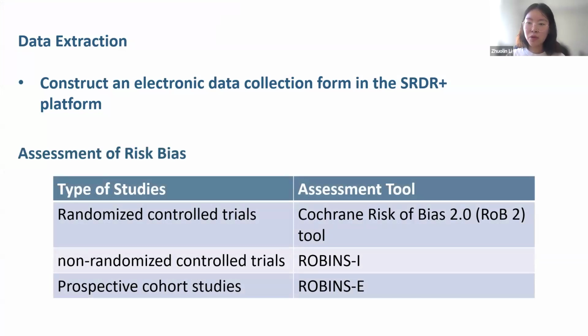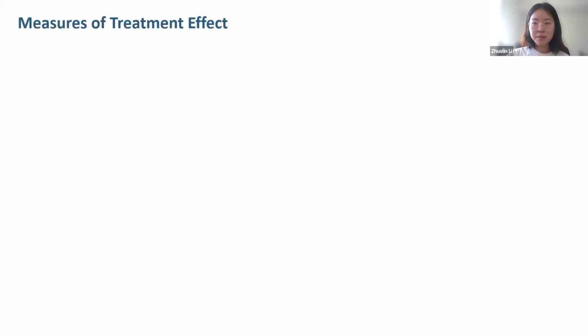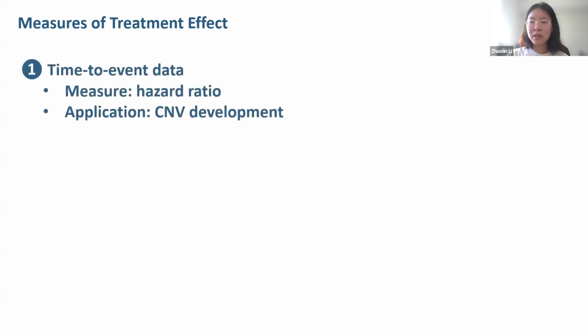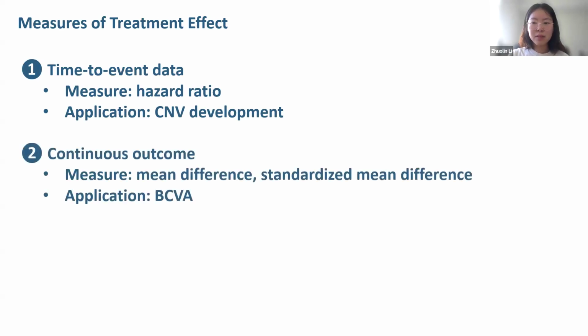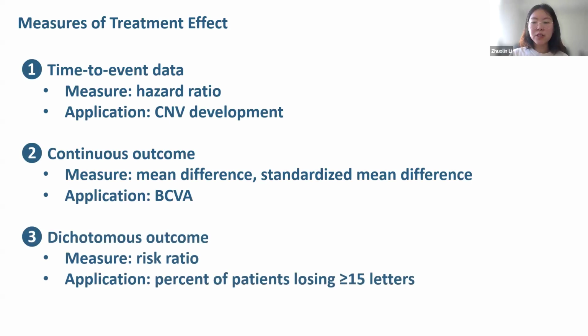We will use ROB2 for RCTs and ROBINS-I and ROBINS-E for non-randomized trials and cohort studies, respectively. After finishing the data collection, we'll measure the treatment effects. For time-to-event studies, we'll use the hazard ratio to assess the incidence of CNV in the fellow eye. For continuous outcomes like BCVA, we'll use mean difference or standardized mean difference, depending on the scale of consistency. For dichotomous outcomes, such as vision loss, we will calculate the risk ratios.